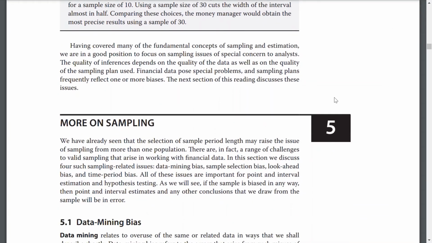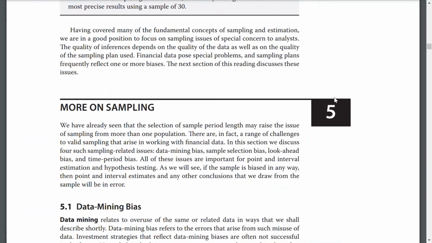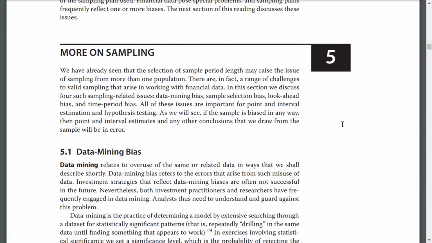The quality of inference depends on the quality of the data as well as the quality of the sampling plan used. Financial data poses special problems. The sampling plans frequently reflect one or more biases. The next section of this reading discusses these issues. Part 5, Reading 11, more on sampling.